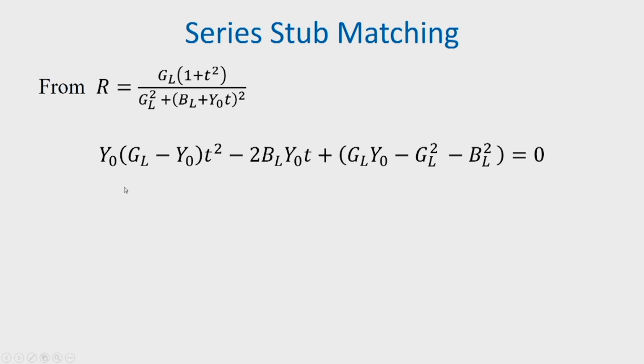One particular case is when G L equal to Y naught. In this case, this term becomes 0, and here also G L Y naught. So, this G L square cancels, and we get a simple solution for T, which is minus B L divided by 2 Y naught. So, this is a specific case when G L equal to Y naught.